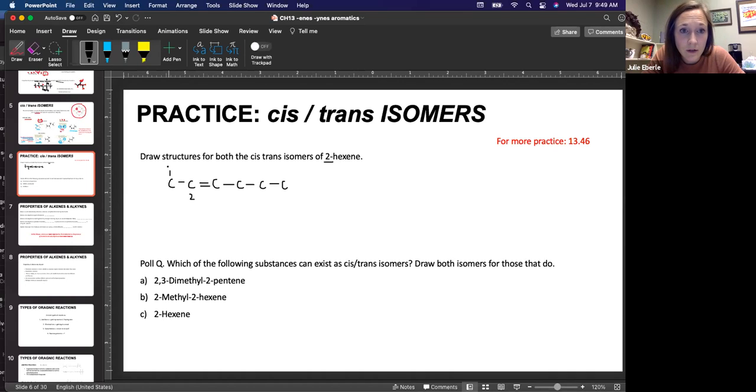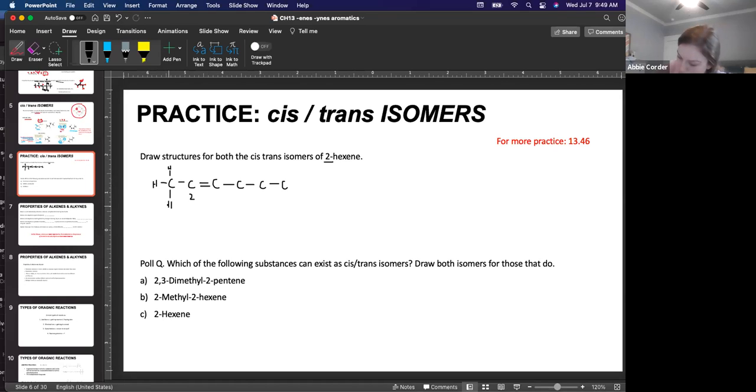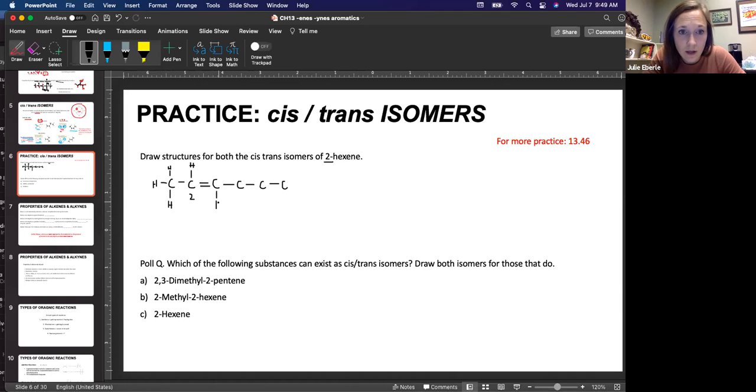So we got 3 hydrogens on this carbon. On our carbon number 2, we have 1 hydrogen, which completes the 4 bonds for that carbon. Carbon number 3, also 1 hydrogen. It does not matter if you branch it up or down. And then we got 2 hydrogens off of all these others. So this is our full structure for 2-hexene.